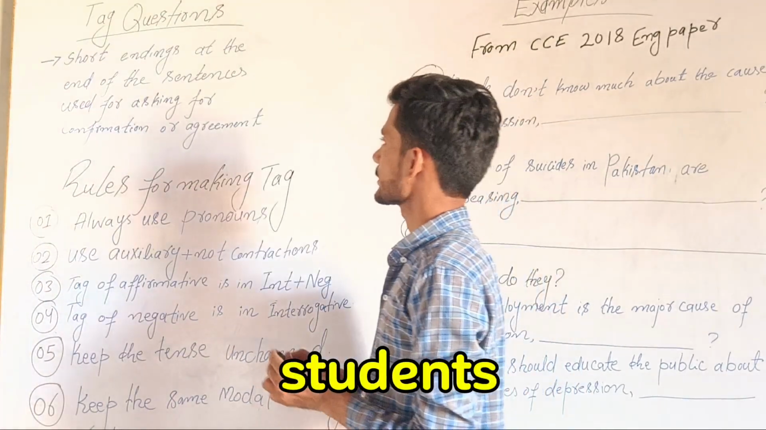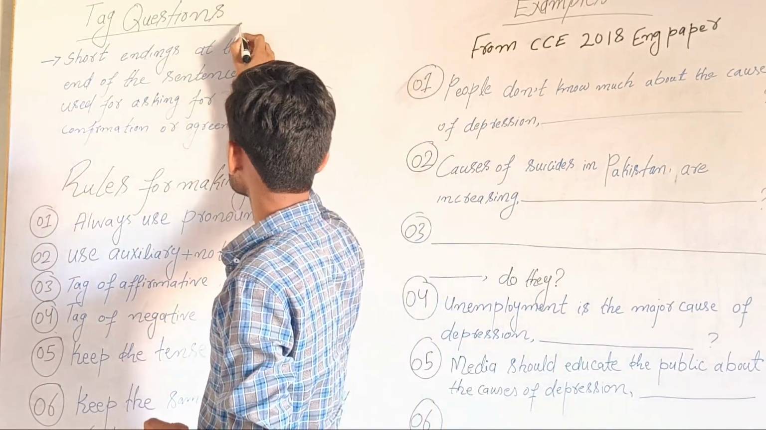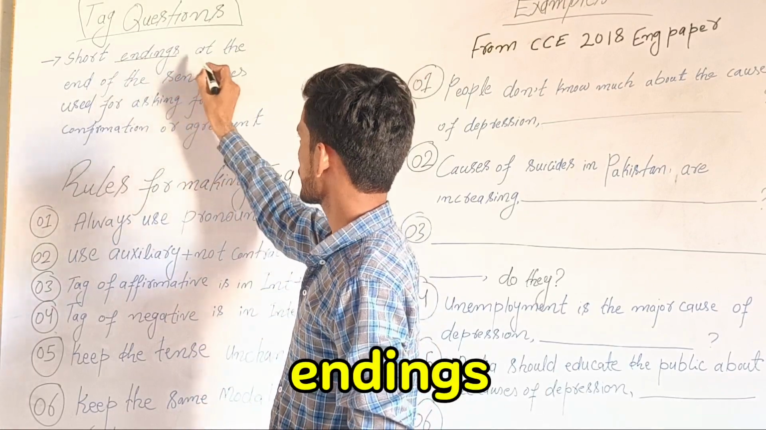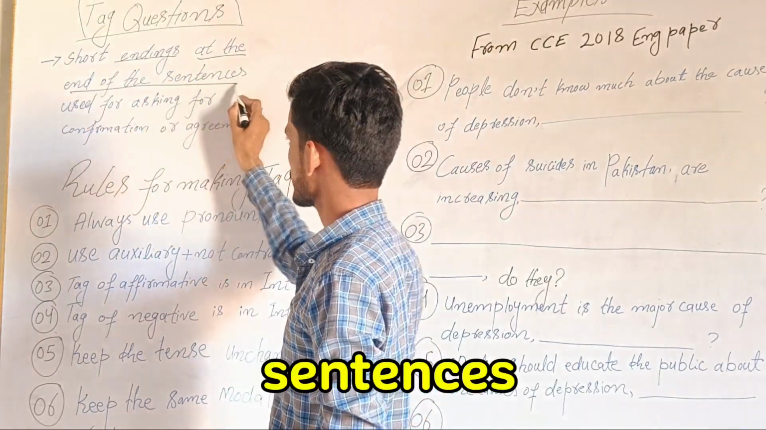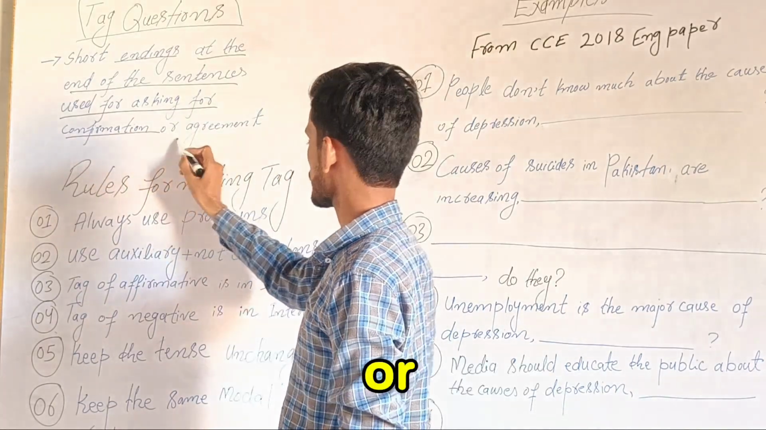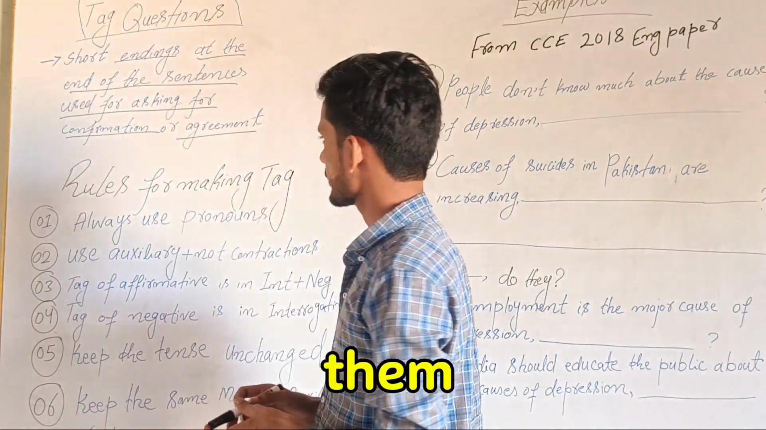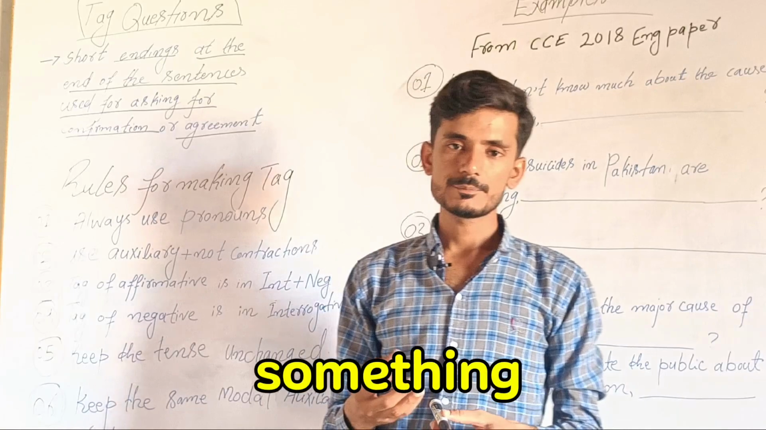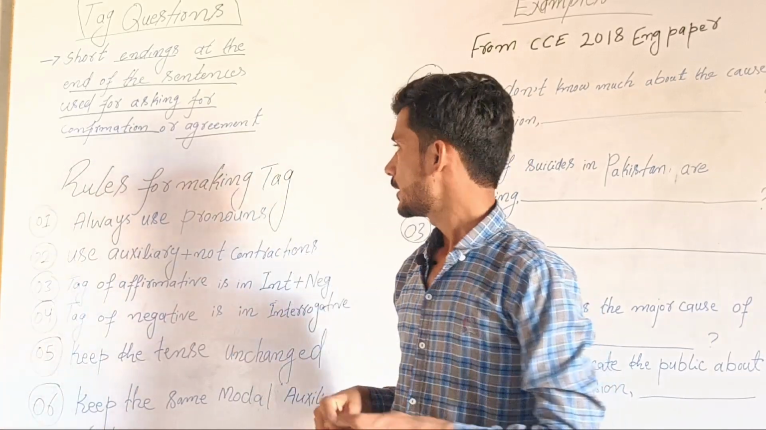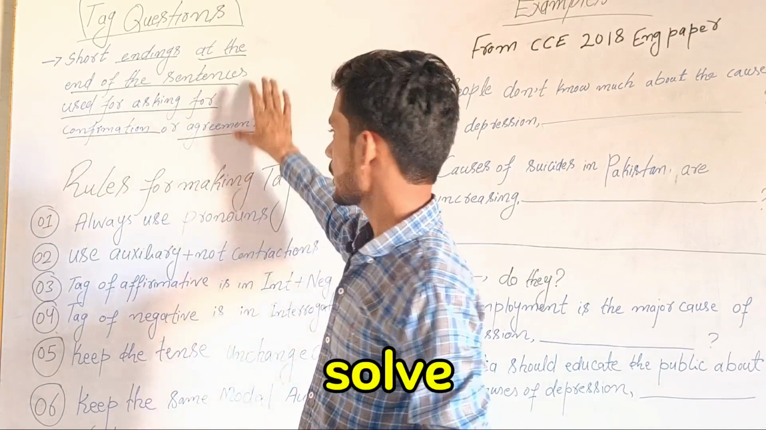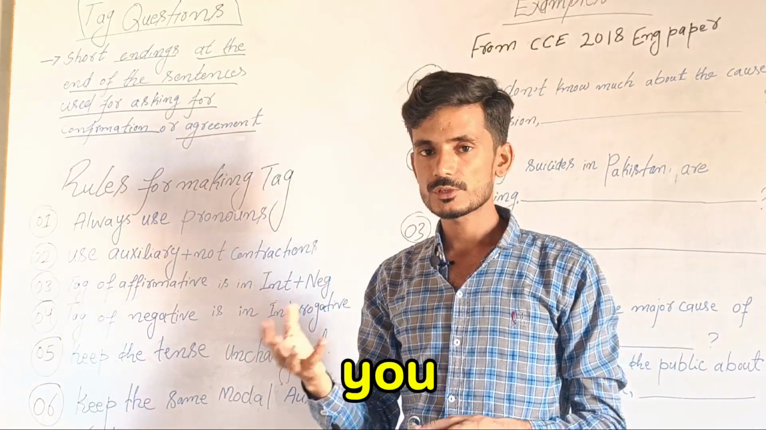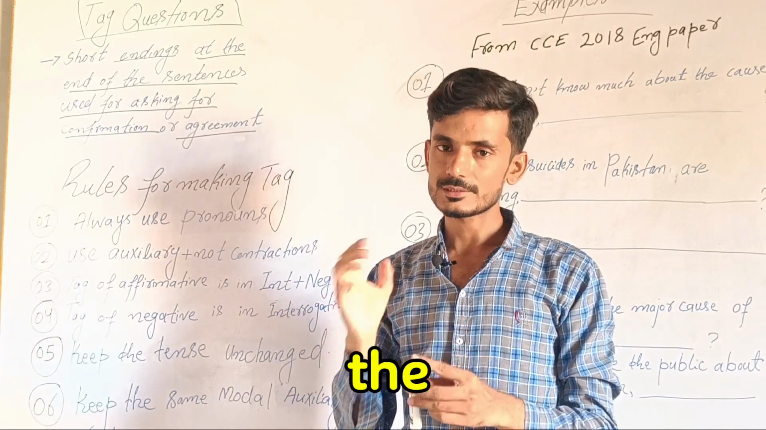First of all, see what tag questions are. Dear students, tag questions are the short endings at the end of the sentences used for asking for confirmation or agreement. We use them to confirm something or ask for agreement. We will solve the sentences later on. Right now I'm going to just teach you the rules for making the tag questions of the sentences.